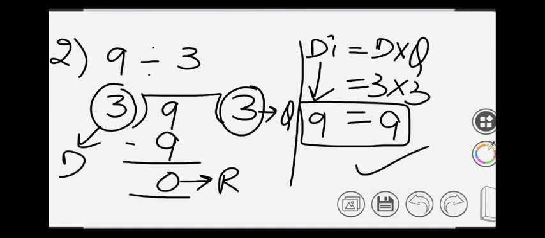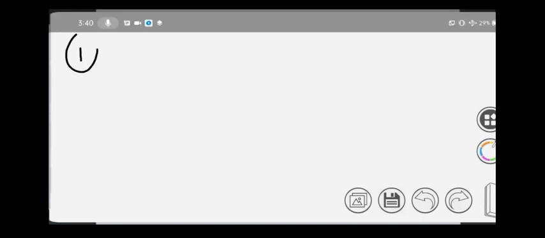Now this is for only 1 digit by 1 digit division. So now let us move to 2 digit by 1 digit division, that is how we can divide a 2 digit number by 1 digit. In this we have two cases of dividing 2 digit by 1 digit number. We will be discussing both the cases one by one. So first let us take 63 divided by 3.